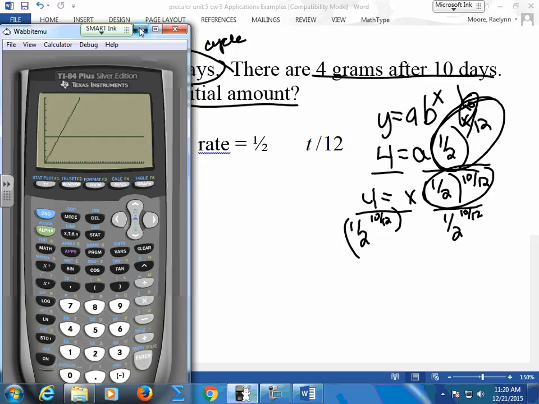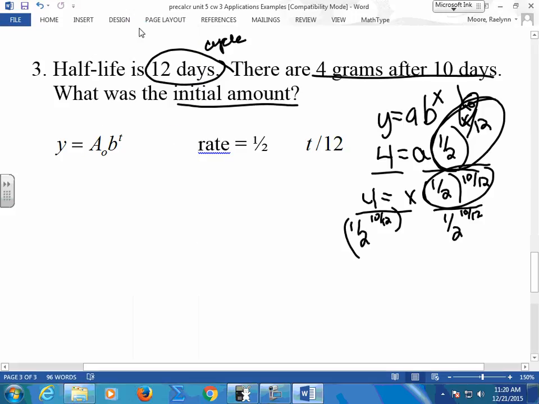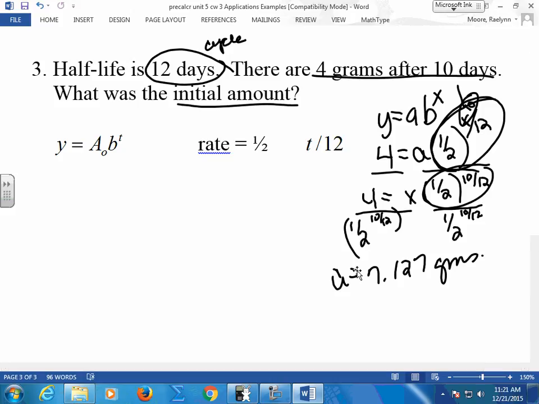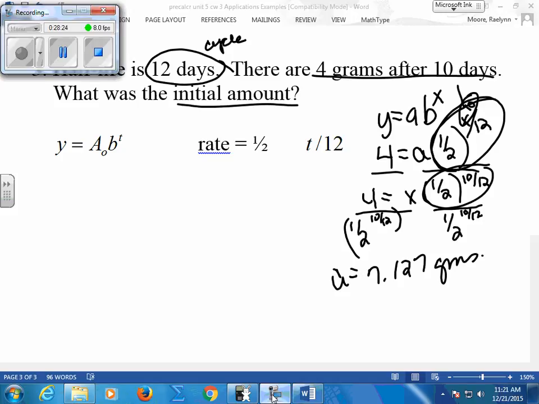Okay, does it make sense? And what did you come up with? 7.127. And didn't we say this would be less than 8? We said it would be less than 8. We had 10 out of the 12 days. We didn't hit 12 days yet. So we can't possibly be half of it yet.